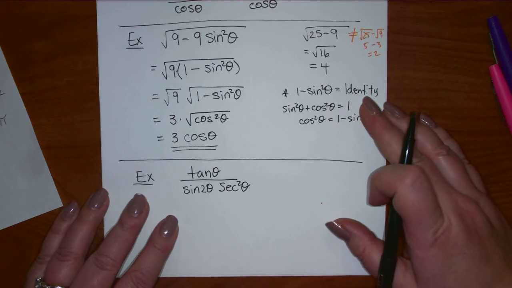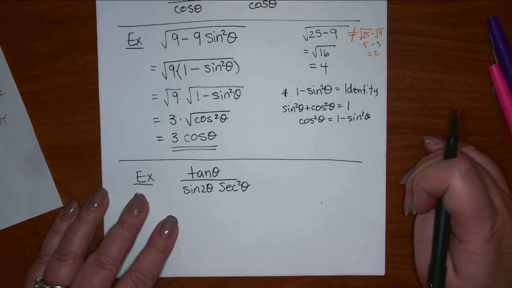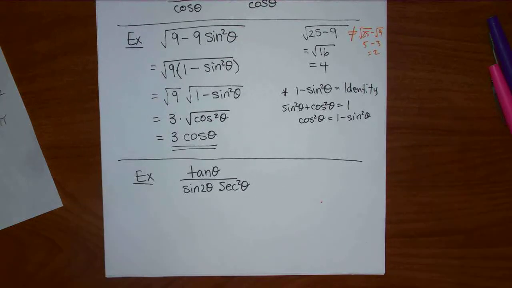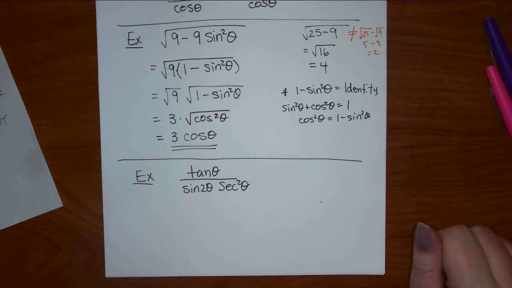Okay, so what about this one? So you should notice something first. In the very first example, I said you can't do anything unless the arguments are all the same. So where's the problem in here right now?